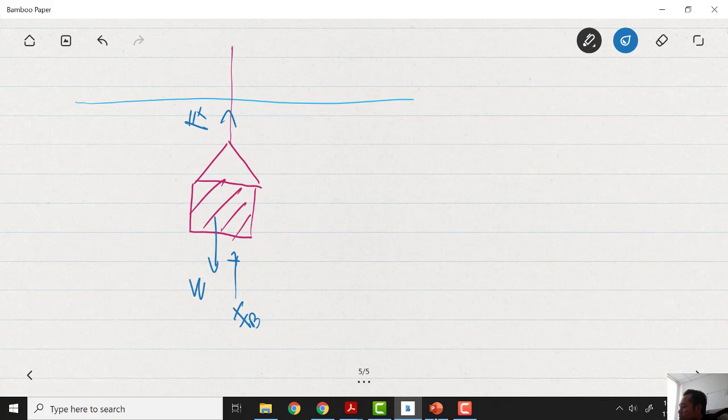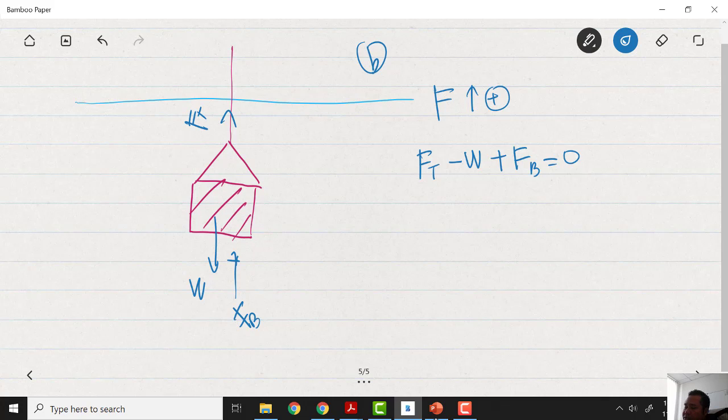Say that if the force is moving upward, it is positive. So Ft minus W plus Fb equals 0. Why 0? Because we are holding the block in water, so it is static, not moving. We want to find Ft, so Ft equals weight minus Fb. We already know the weight of the block is 10.8 kilonewton. We need to find Fb.